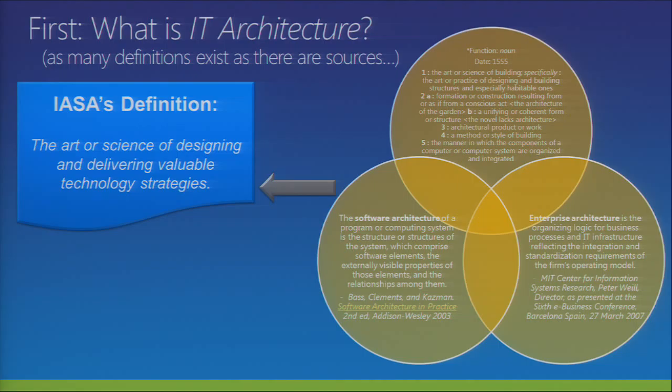So the definition that ISA has come up with is it's the art or science of designing and delivering valuable technology strategies. Now, as an architect, I look at that and say, wow, that's not exactly what I expected, but I like it. Why do I like it? Because it's not about me delivering solutions. It's not about me delivering projects on time, on budget. That's all part of architecture, but the definition is I'm delivering technology strategies. I'm a strategist. I'm delivering valuable technology strategies. I like that definition because it really puts us in a different place.